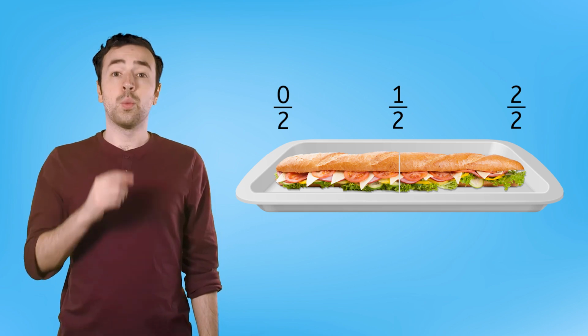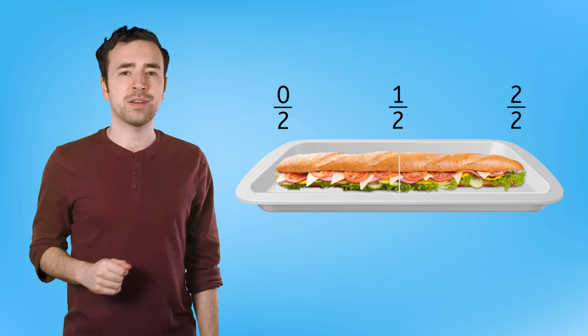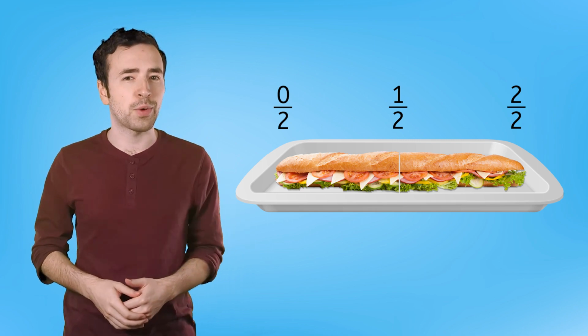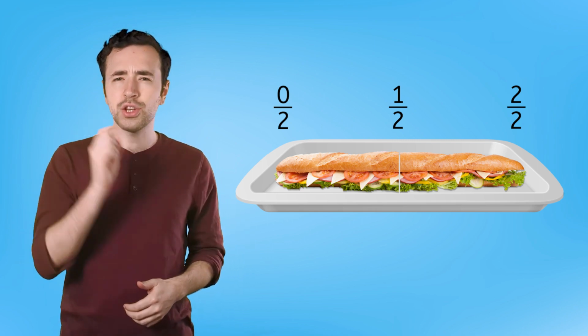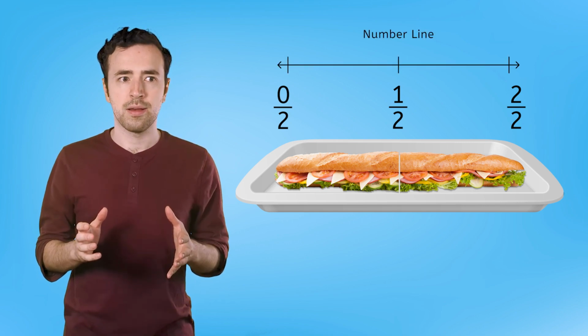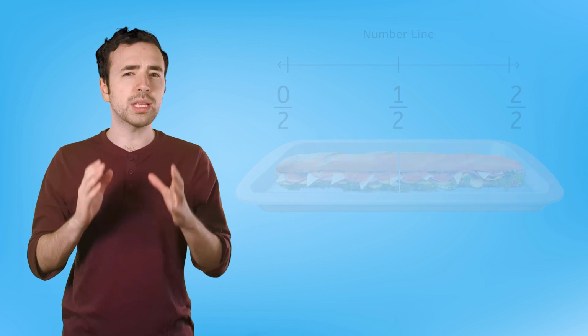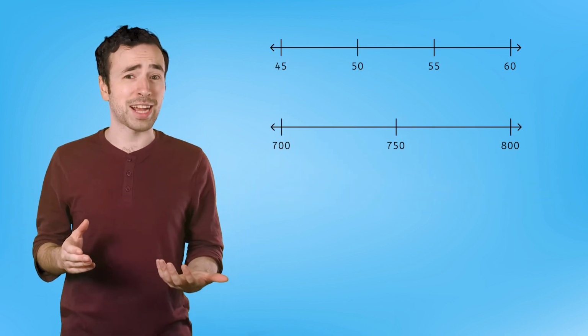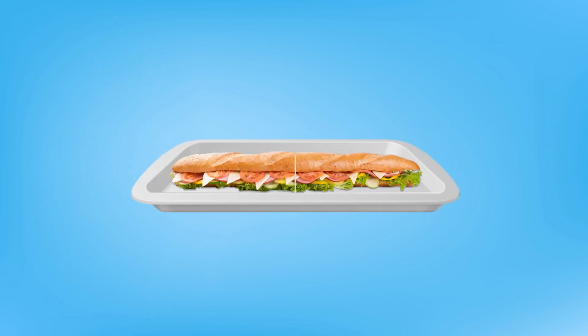0 halves, 1/2, and 2 halves. This way of labeling the pieces can help you keep track when counting them. And you know what this kind of reminds me of? A number line. But we normally use number lines to count whole numbers. Can we use them for fractions too? Let's add one beneath our sandwich and find out.